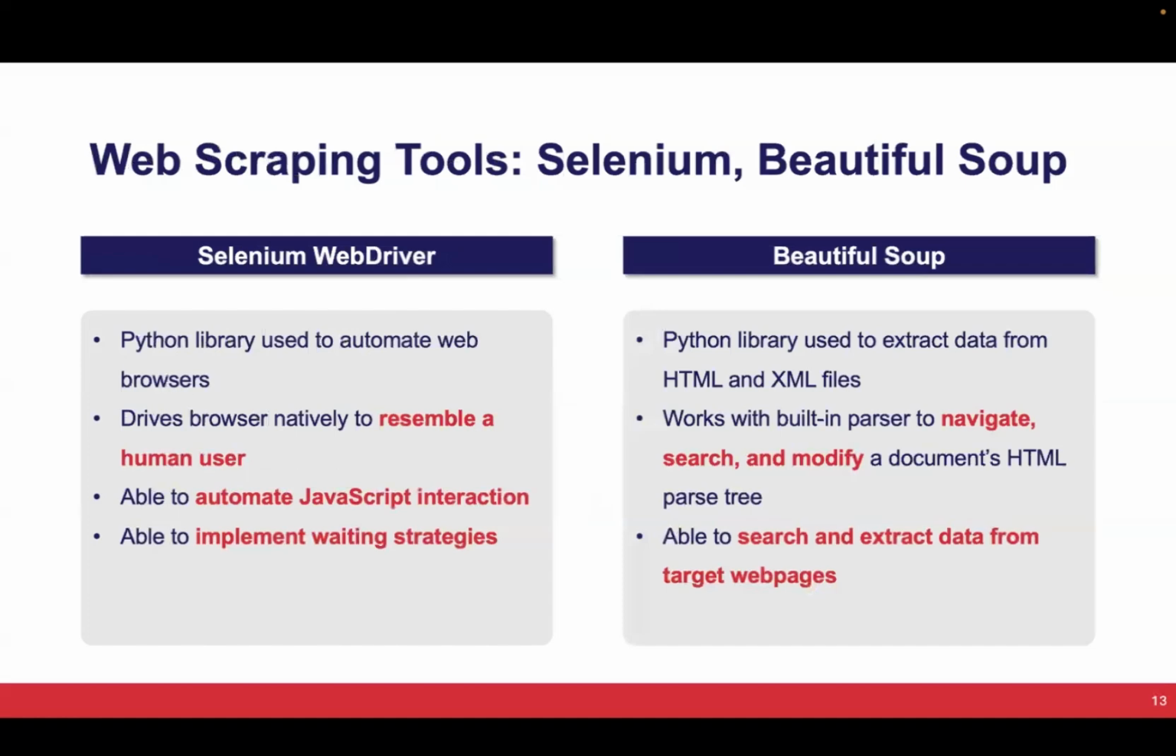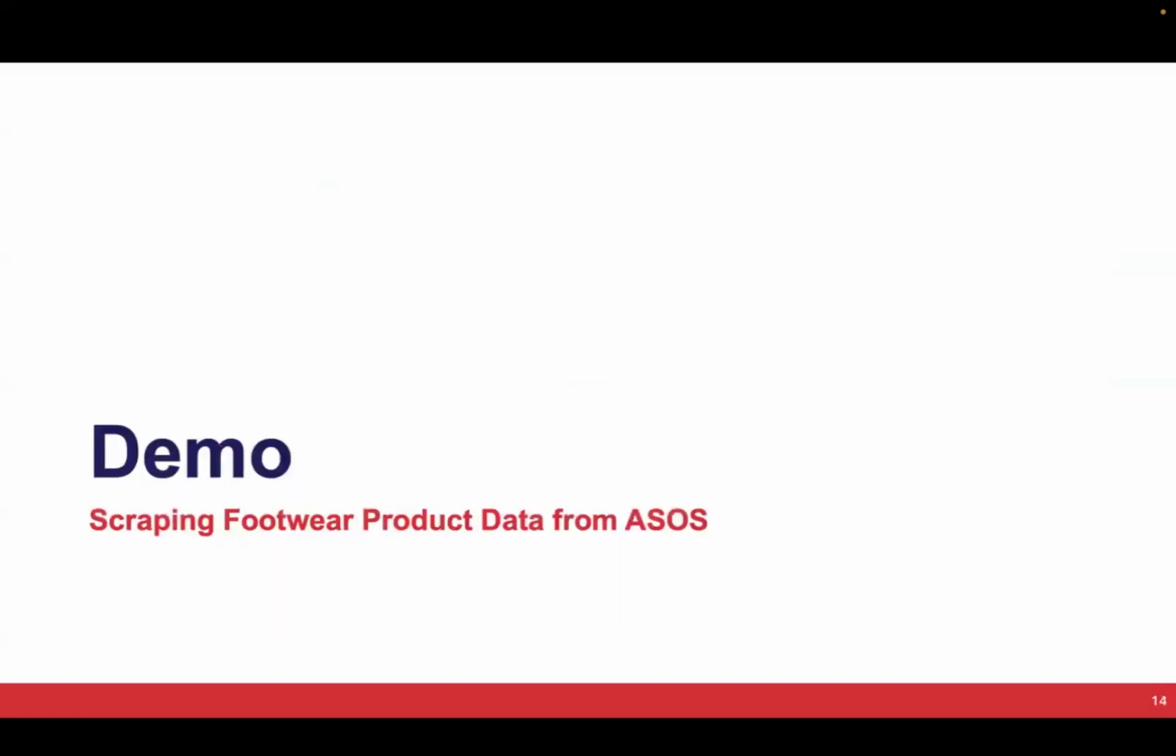We use two main Python-based tools for the web scraping step itself. Selenium WebDriver essentially resembles a human user and automates web browsing. It is also able to automate interaction with JavaScript and implement waiting strategies, which are important in web scraping. Beautiful Soup is a library used to extract data from HTML and XML files. We use it to search and extract data from target web pages.